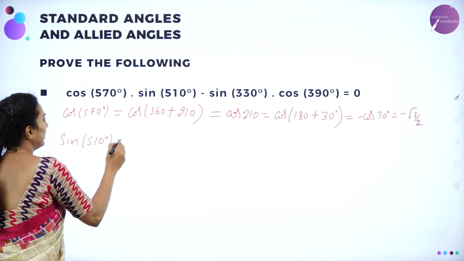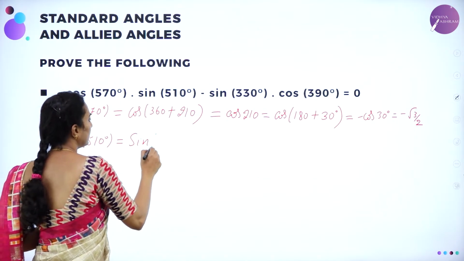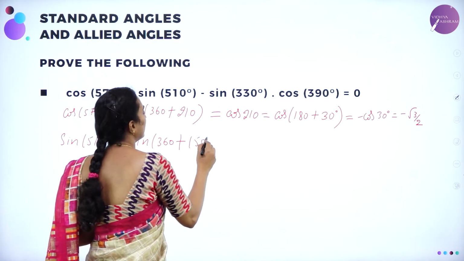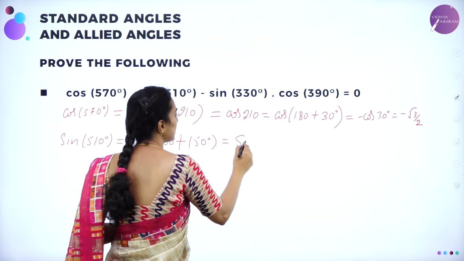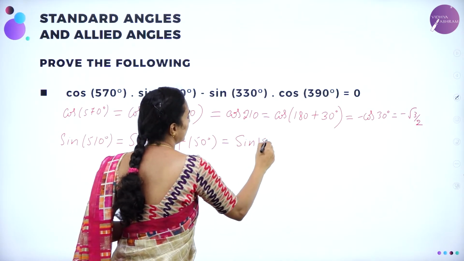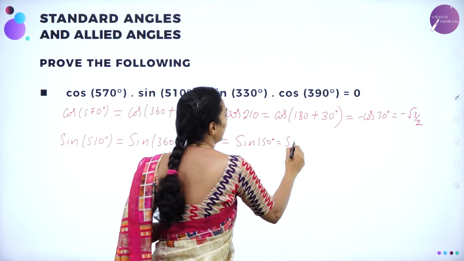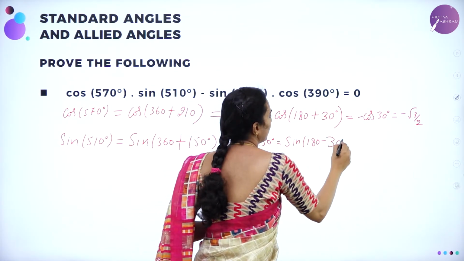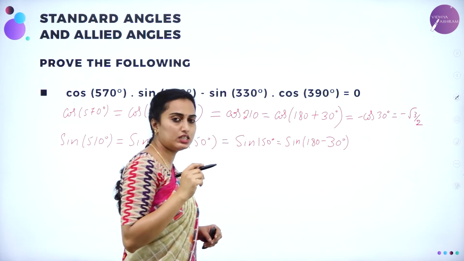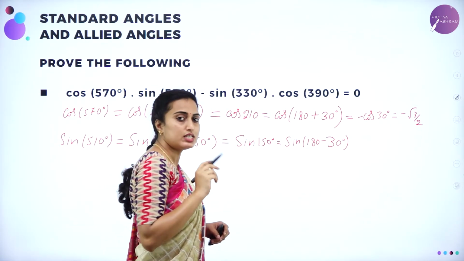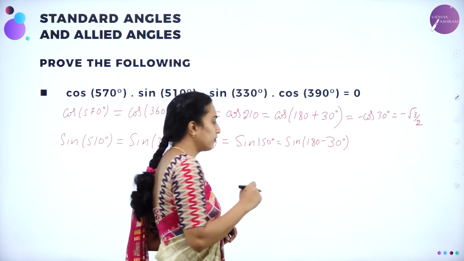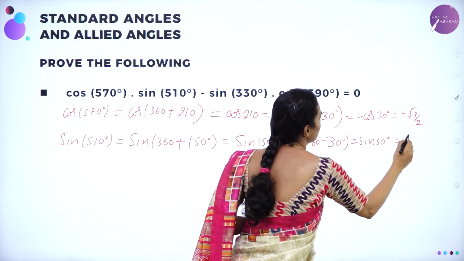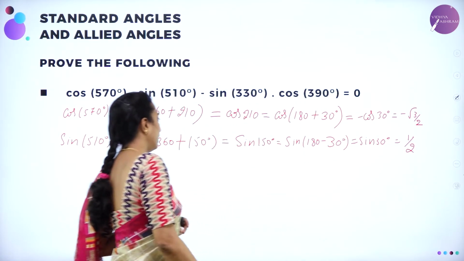Sin 510 degree can be written as sin of 360 plus 150. So sin of 360 plus theta is sin theta, which is sin 150 degree. Sin 150 degree can be written as sin of 180 minus 30 degree, which falls in the second quadrant. Second quadrant sign is positive. So sin 30 degree. You know sin 30 degree value is 1 by 2. We keep it as it is.